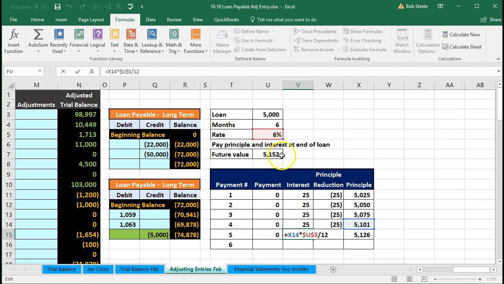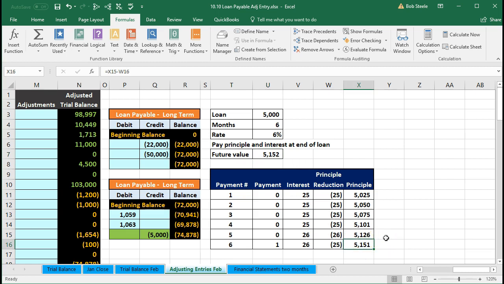It's taking this number times the 6%. So that looks correct. So I'll copy it down one more time. We'll highlight this and copy it down. And there we have it. So we're off by, it's $1 off. That's rounding. That's okay. And that's going to be our amortization table.